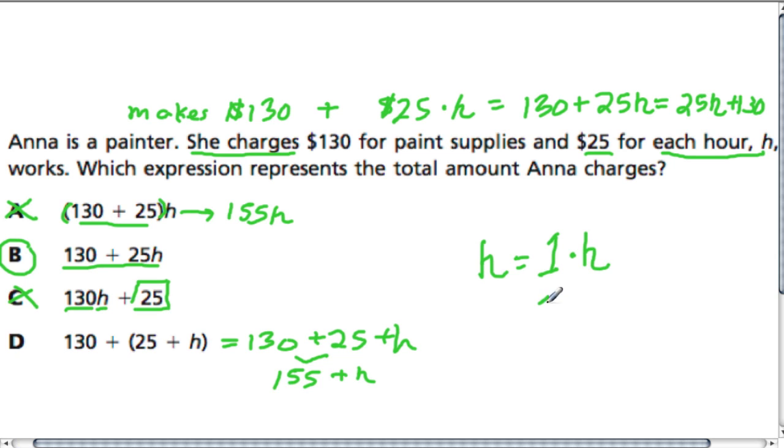So let's say you had 1 times 11. Well, that's 11. So whatever H is, 1 times H won't change it. So we can think of this right here as $1 for every hour. So this equation is saying she charges $155 and then gets $1 for every hour she works, which is not what she's doing.